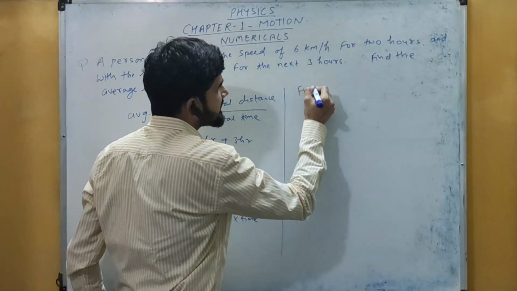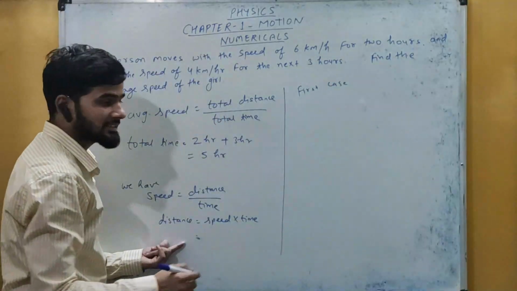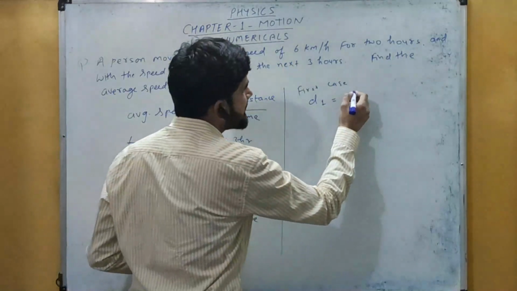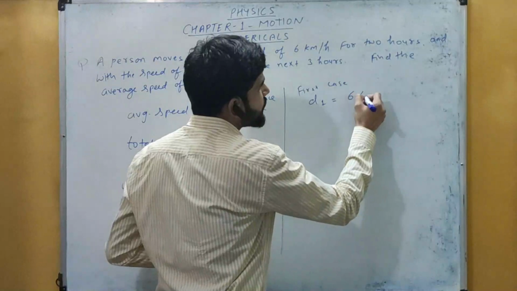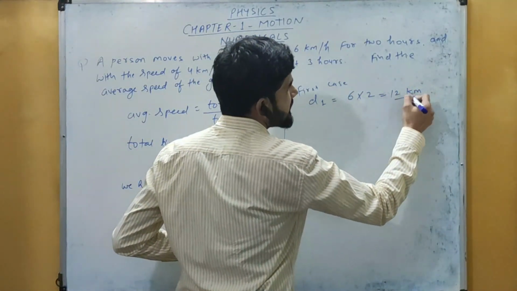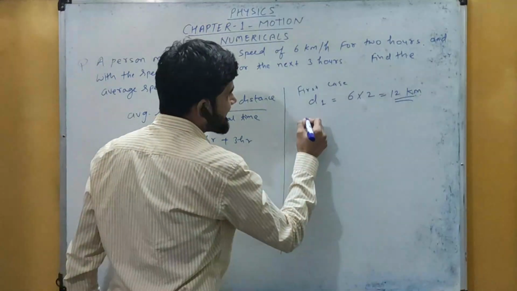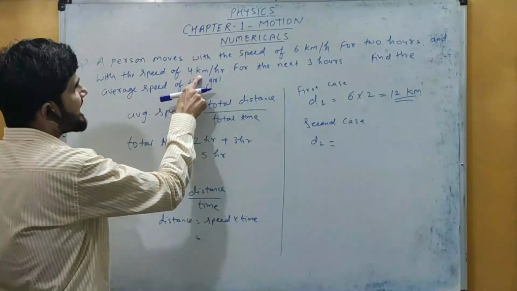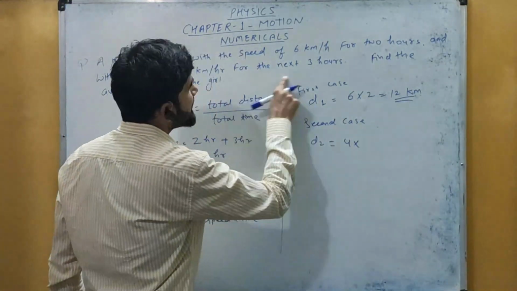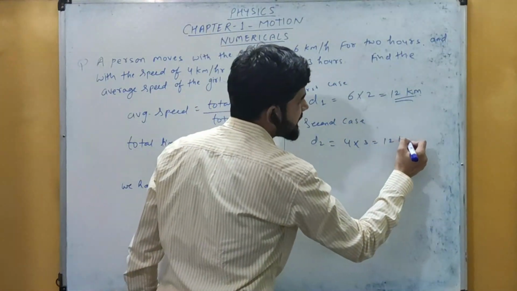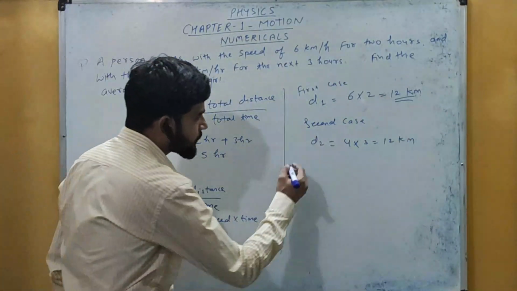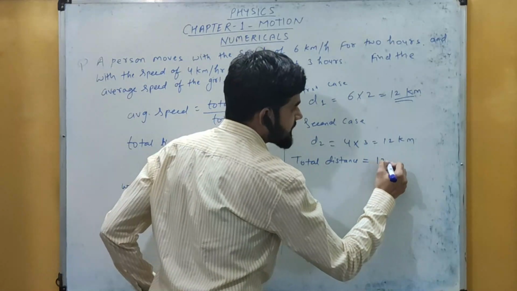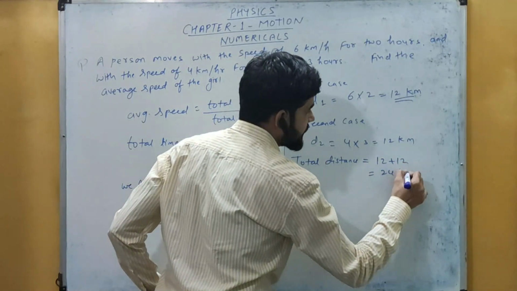So in the first case, the distance I will mark it as distance d1. So distance is equals to speed into time. What is the speed? 6 km per hour, and time, that is 2 hours. So it will be 6 is a 12 kilometer. Okay, then second case. What is the second case? The distance d2, where the speed is 4 km per hour, 4 into the time, that is 3, that is equals to 12 kilometer. Okay, now we have the total distance. This total distance, so total distance is equals to 12 plus 12, that is equals to 24 kilometer.